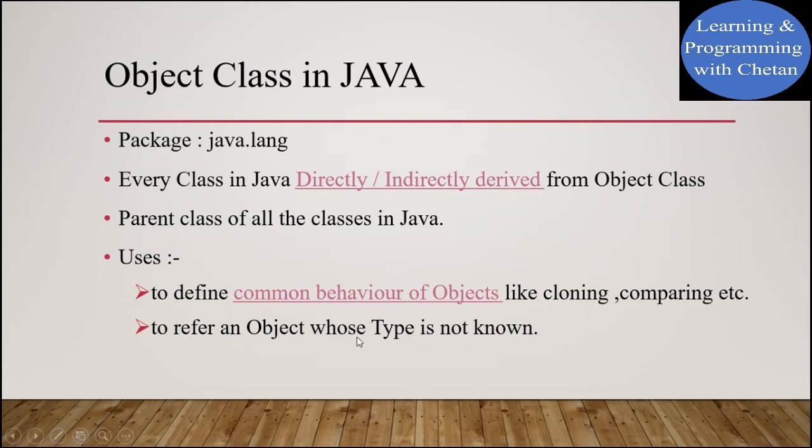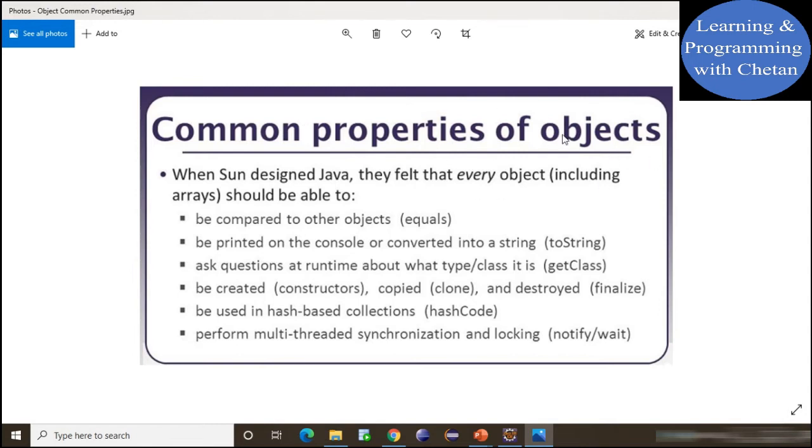So our Object class is used to define common properties and behaviors of an object. Let us first discuss the common properties of an object. So our object should be comparable to other objects. To fulfill this need, we have the equals method inside our Object class. And our object should be convertible into a string. So to convert an object into a string, we have the toString method inside our Object class.